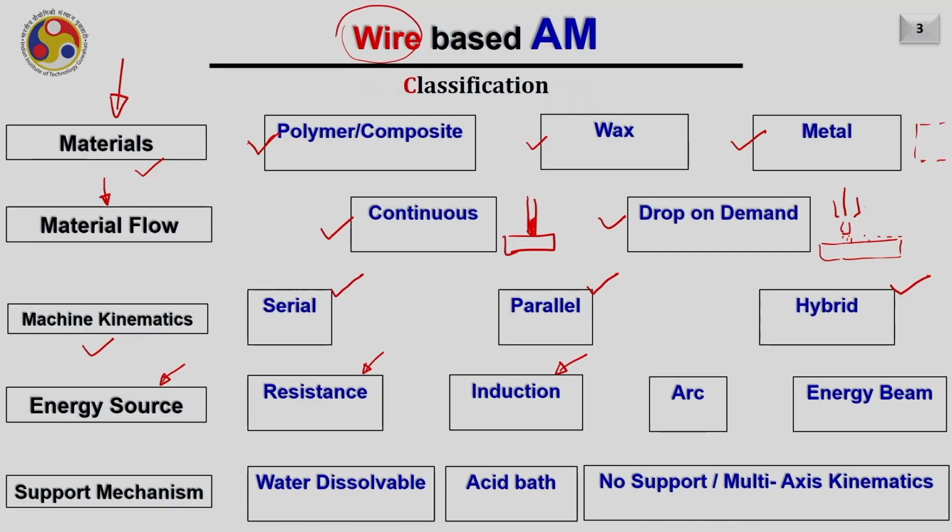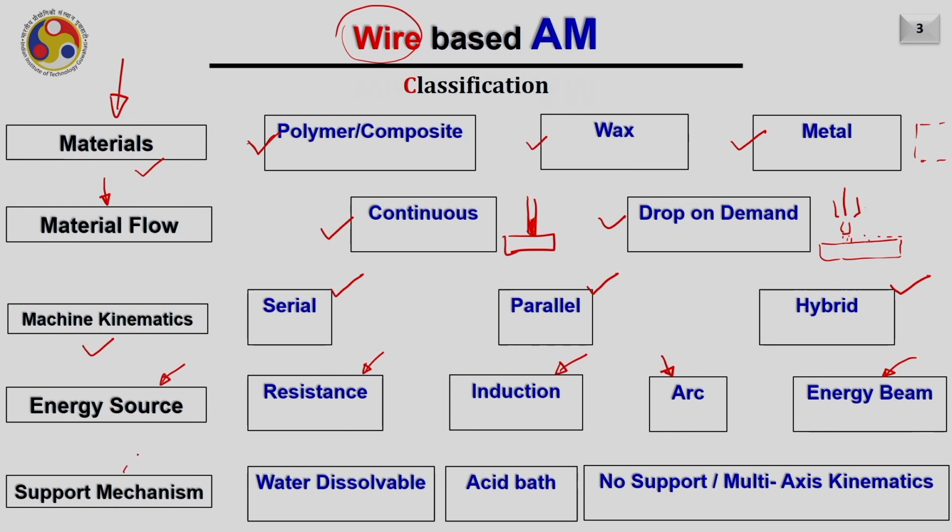Also, we can see the analogy of welding where an arc is used to melt the wire. Either the arc is generated by a consumable electrode or the arc is generated by a non-consumable electrode and the wire is fed into it. So, an arc can be one very good medium of energy source to melt the wire. Also, the energy source can be in the form of an energy beam. The energy beam could be a laser beam or it could be an electron beam.